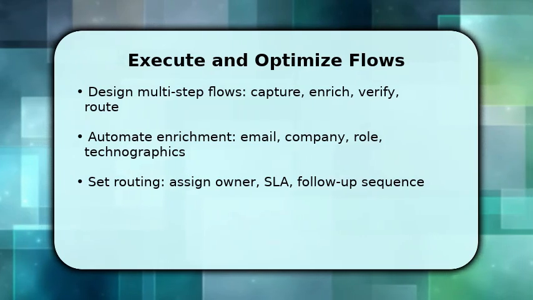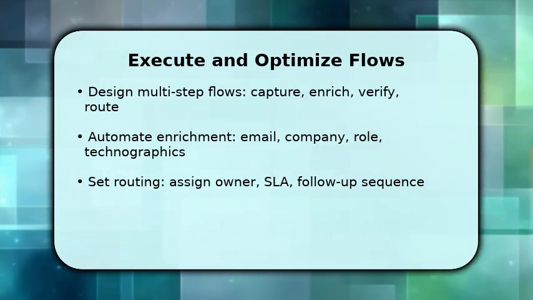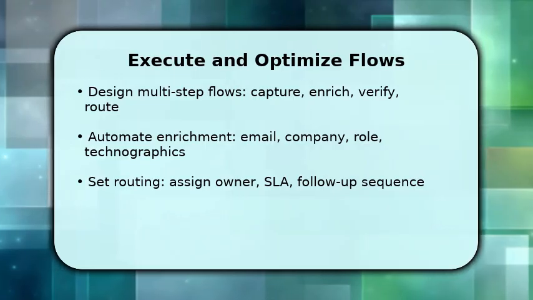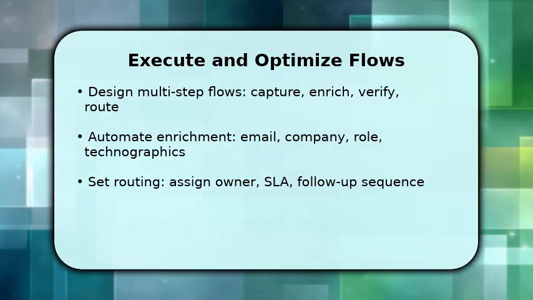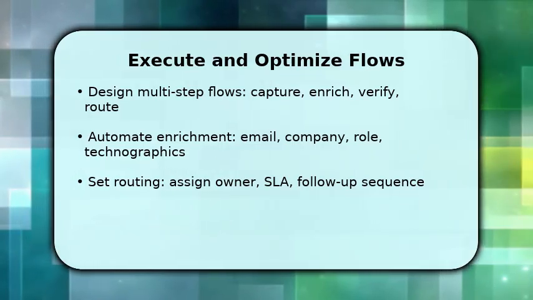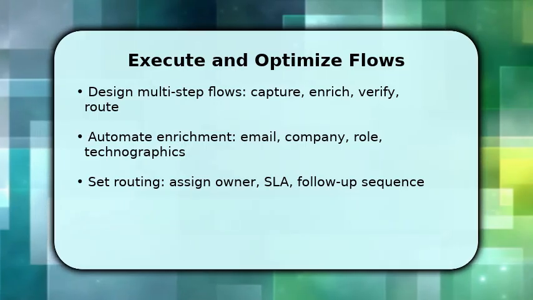Once forms feed the CRM, create automated enrichment and verification to increase lead quality. Enrich with company, role, and technographic data. Then build a routing rule. Assign leads by territory or product and set SLA timers so nothing stalls.